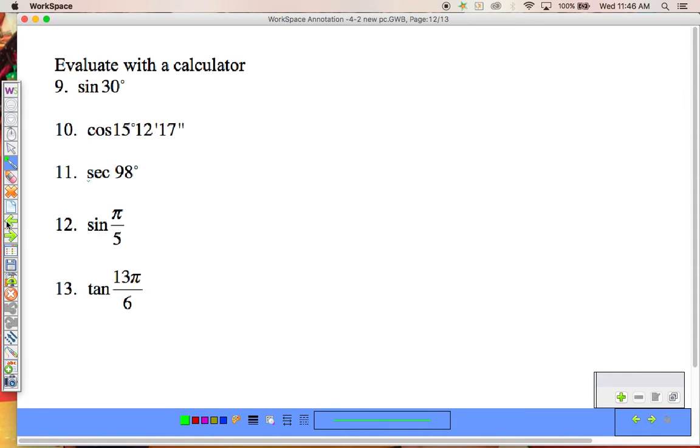All right, last one. We're going to do this with the calculator. Okay, I'm going to try to see if I can do a split screen here to make it a little bit better so you can see it a little bit easier.